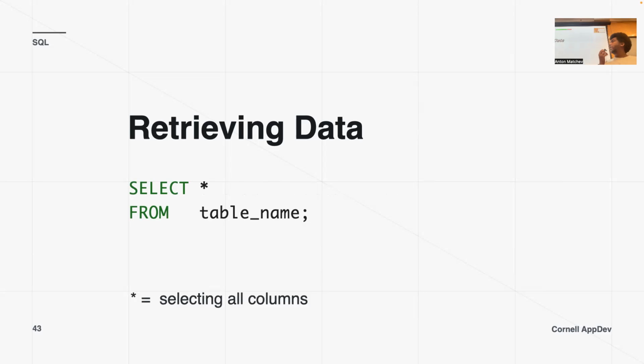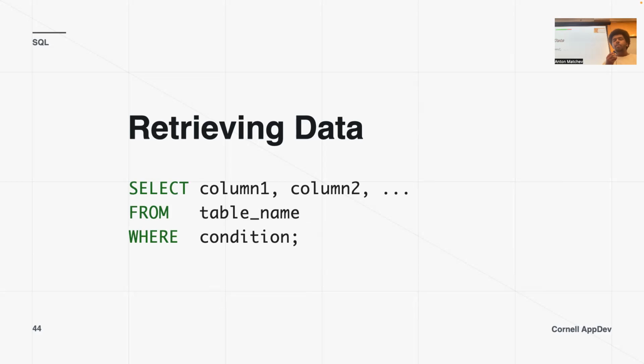You can also say star to just generally say, give me all the fields from every user you find. So it's selecting all the columns. An example, oh, there's no example. But one more thing you can add onto it is the condition. So if you don't want to get all the data from all the users from the table, you can specify on a condition.